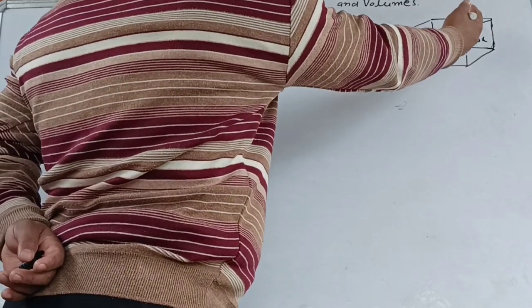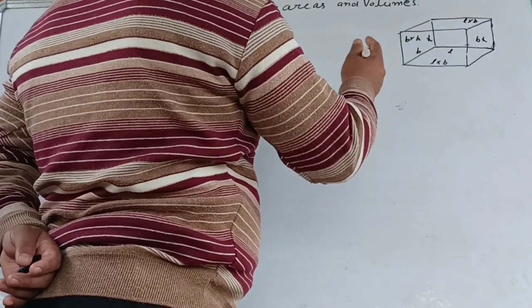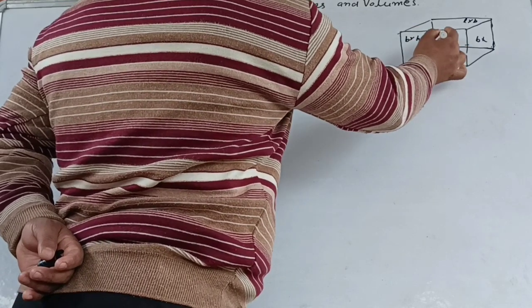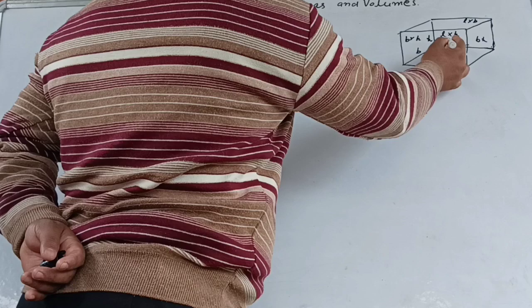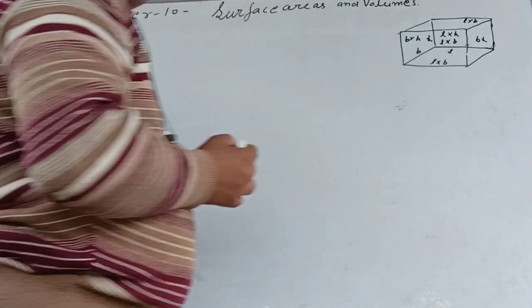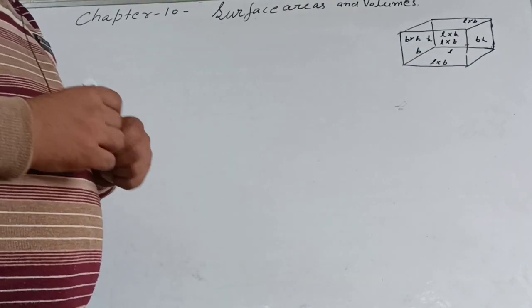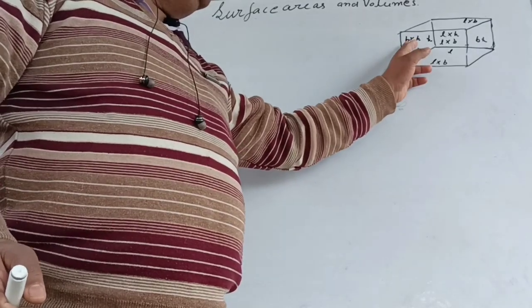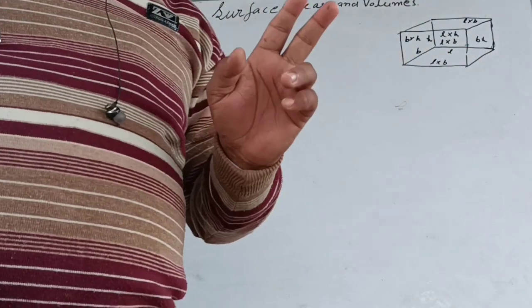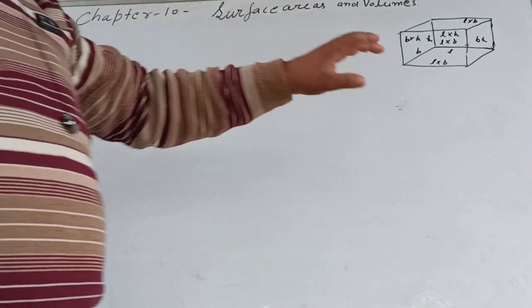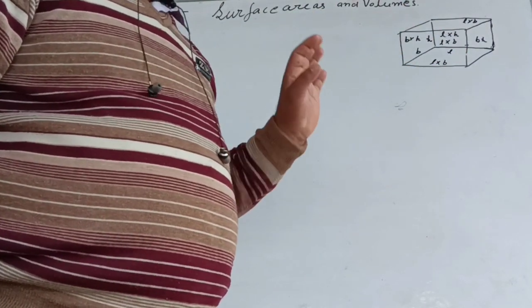Area of back side and area of front side: length into height. Back side is length into height, and front side is length into height. So we find 2 times LB, 2 times BH, and 2 times LH. This is the area of 6 faces.